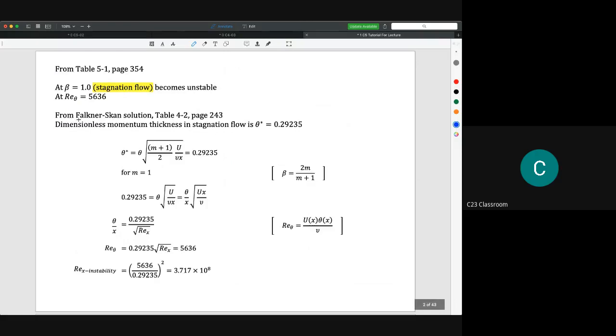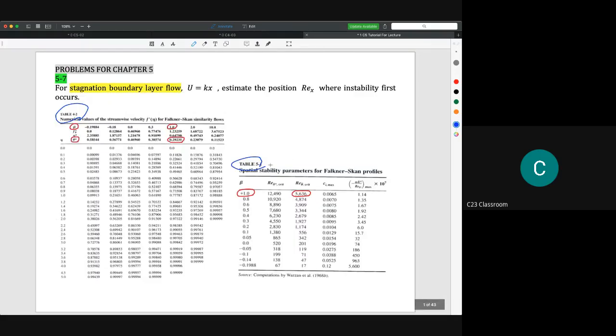So from table 5.1, at beta equal 1.0 because it is a stagnation flow, the Reynolds number theta here is 5,636. When we compare, the method to solve this is comparing the value from table 5.1 with the value of 4.2. So here we have the theta star, critical, which is equal to 0.29235.